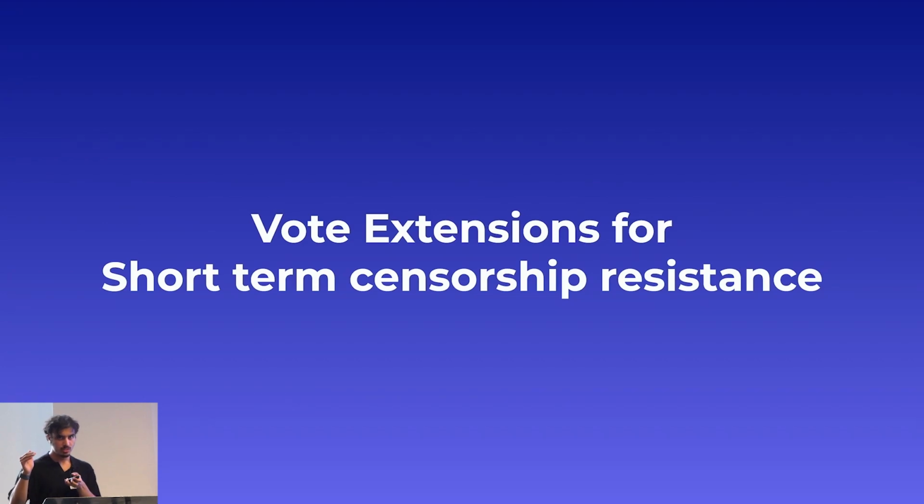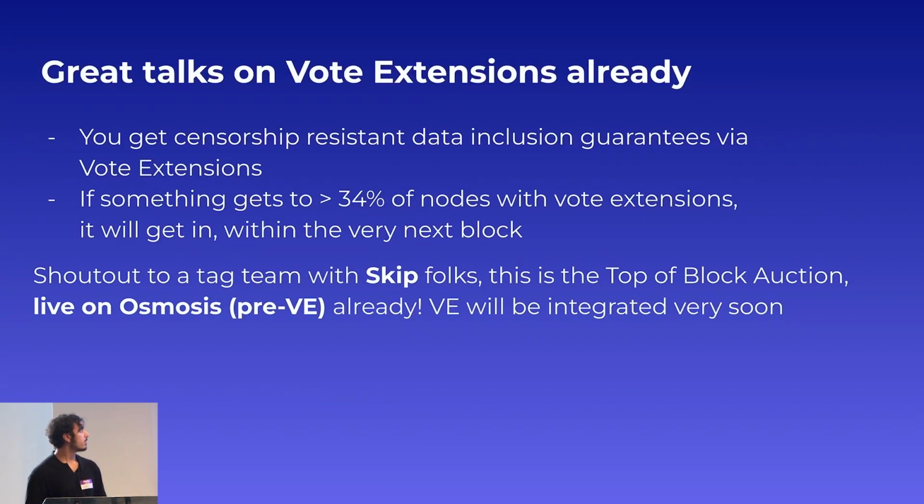Now I'm going to switch gears a little bit. Sorry, I know I've been going a bit fast. Into how we use vote extensions for censorship resistance. I'm actually not going to diagram out vote extensions. We've had 2 great talks on this already, one from Skip this week. But a vote extension in principle is just, in the pre-commit phase, every validator can contribute block data. So we can get censorship resistant inclusion guarantees using this.